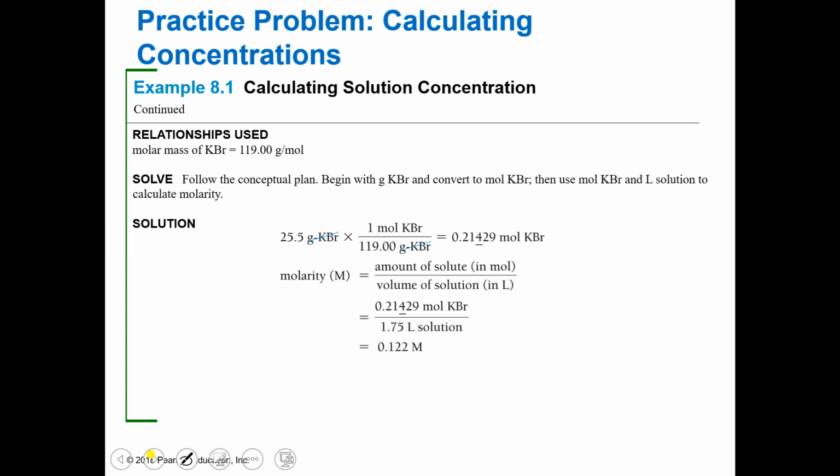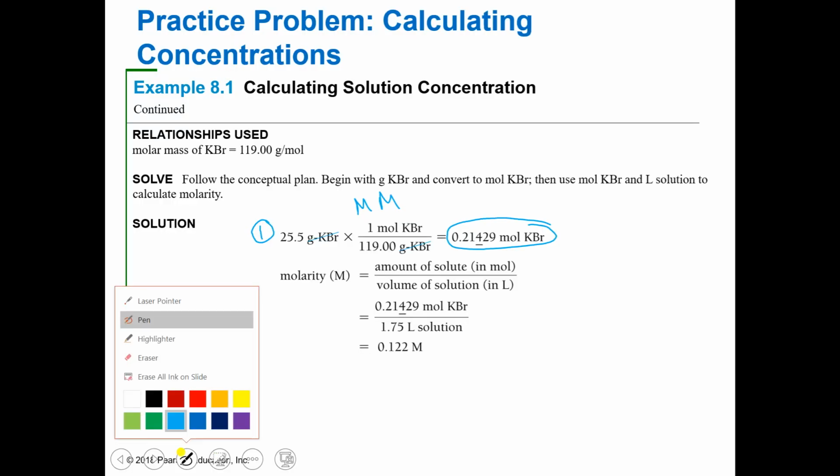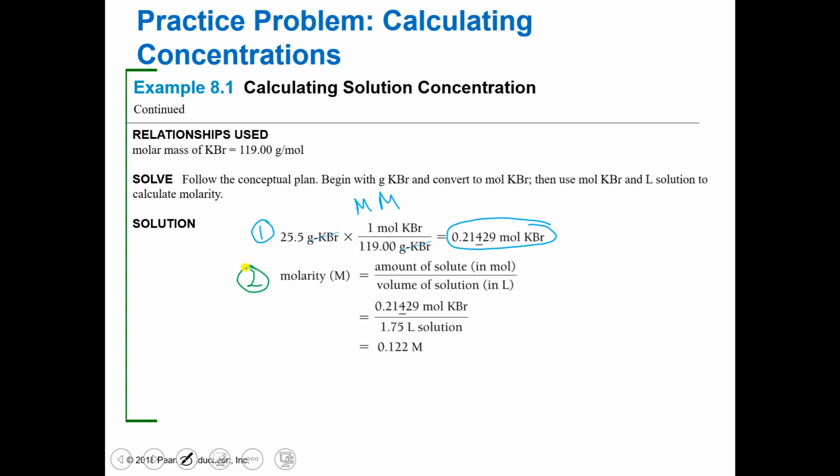So first, here's the conversion of grams of potassium bromide to moles. And so we're simply just going to divide the grams by the molar mass. Here is our molar mass. And this gives us our moles. Our second step is going to be to take the moles that we just found, plug them in, and use the liters that were given to solve for molarity. So we have 0.21429 moles divided by 1.75 liters of solution. That will give us a molarity of 0.122 capital M.